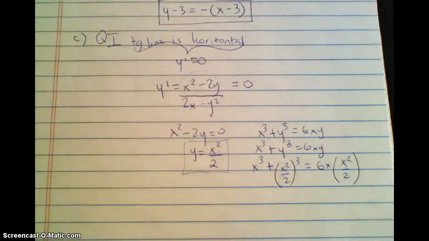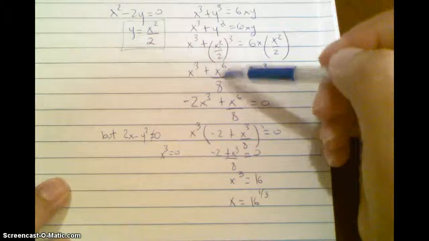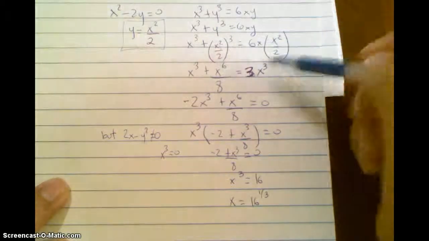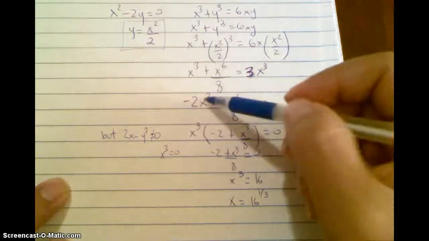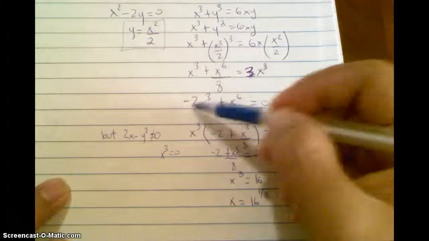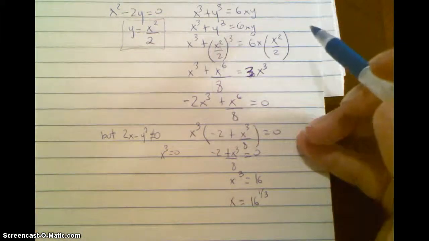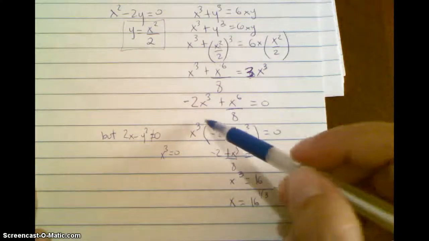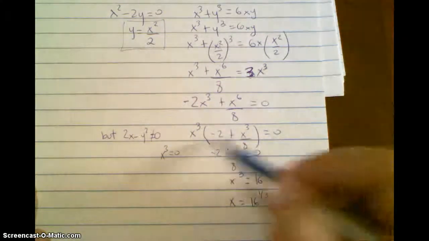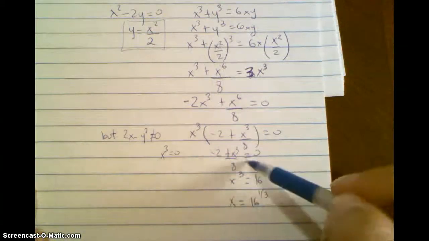So let the magic happen. Okay, so I raised this quotient to the third power. It gave me this. 6 divided by 2 is 3, x times x squared is x cubed. I group the x to the third power terms because they are like terms, and I made my equation equal to 0. And then I factor out an x cubed. Now that I have these two factors equal to 0, each factor may be 0.